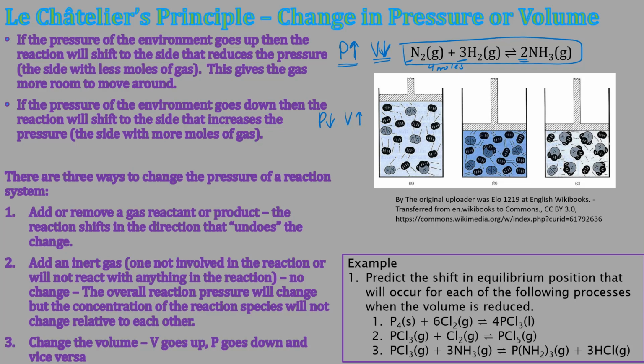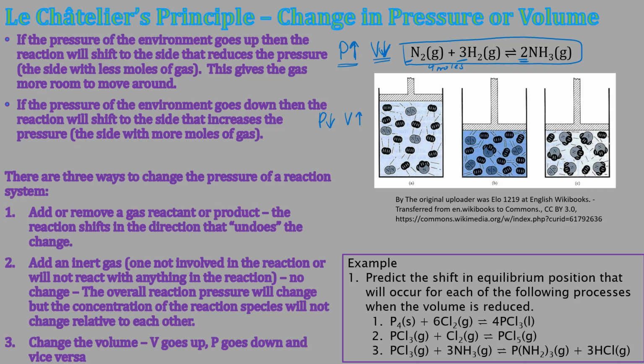So there are 3 ways to change the pressure of a reaction. One, we can add or remove gas, reactant, or product. That's what we just looked at. Okay, and so it shifts in the direction that undoes the change. So if it increases on one side, then it shifts to the opposite side to use it. And if it decreases on one side, it shifts towards it to use it.